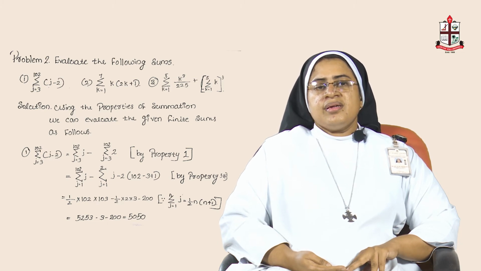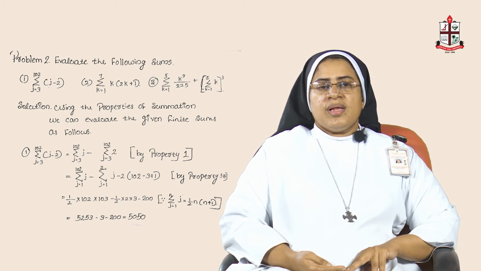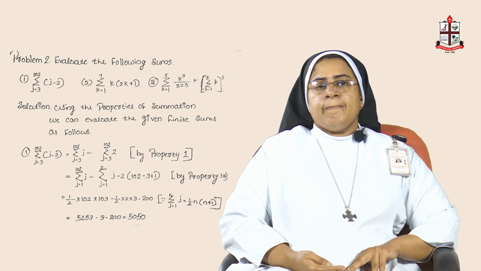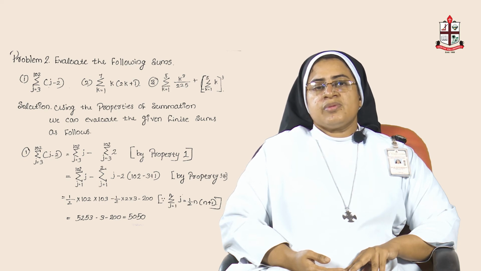So, you can write sigma j equals 1 to 102 of j, minus sigma j equals 1 to 2 of j, minus the last term, sigma j equals 3 to 102 of 2, which can be written by property 5 and 6 as 2 into 102 minus 3 plus 1.